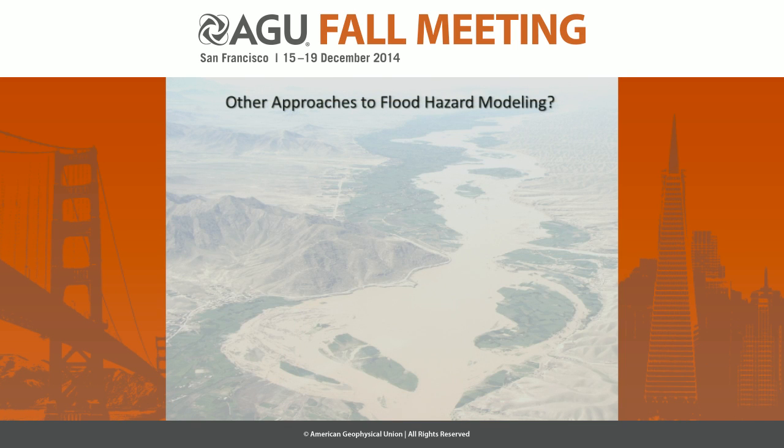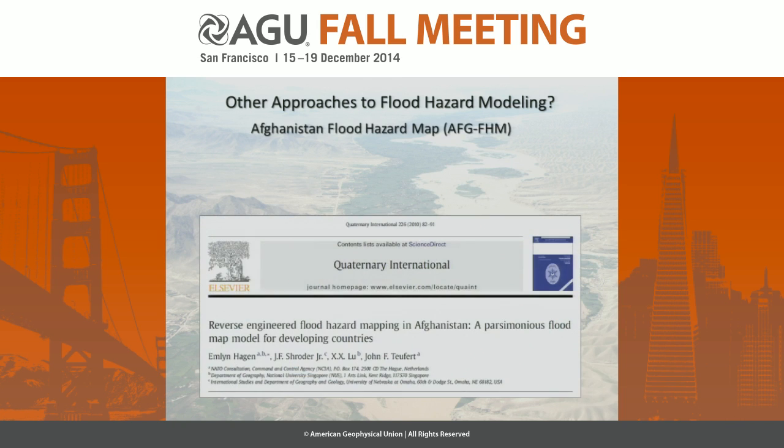Now, what are other approaches to flood hazard mapping? I'll bring in the one that Hagens did, because he produced a flood hazard map for Afghanistan as well. And both these models were developed independently without each other's knowledge a few years ago.